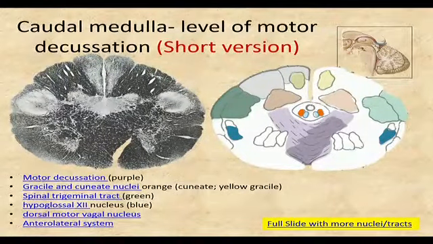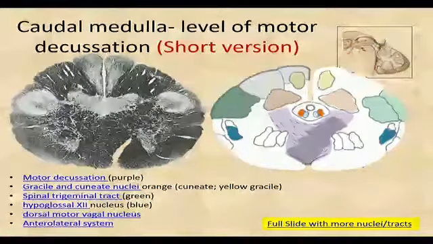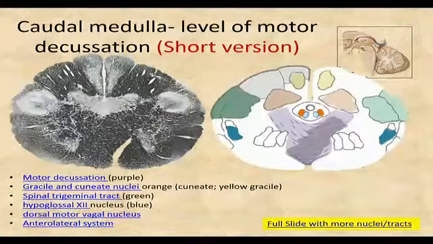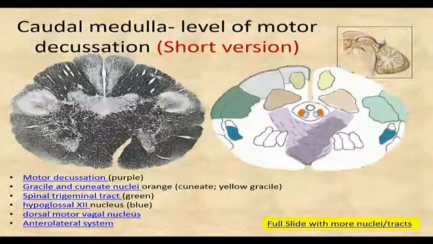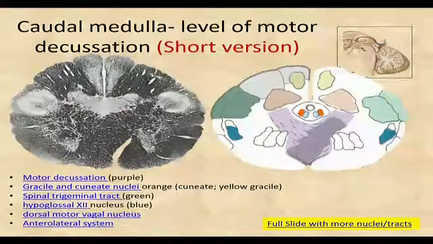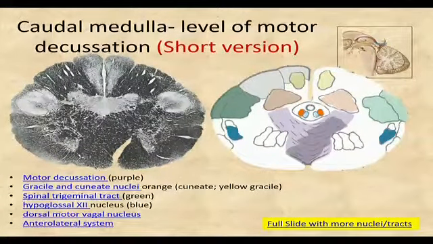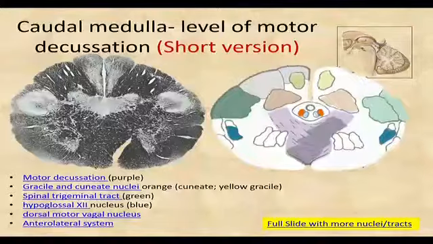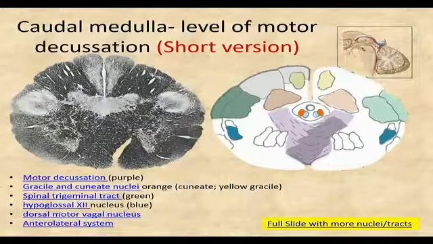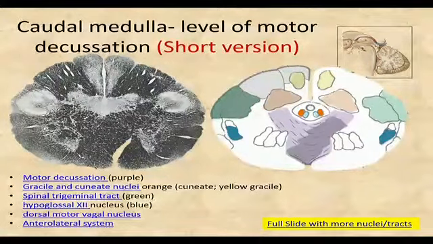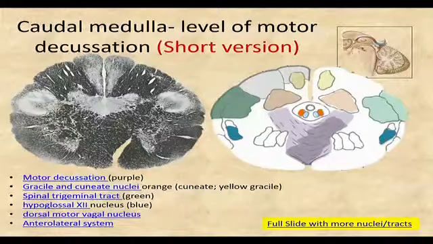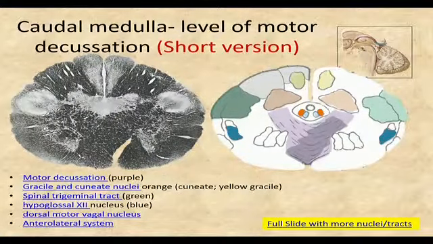All right, the first, most caudal section that is oftentimes taught in the medulla is the motor decussation. So you have these corticospinal tracts coming down through the pyramids in the medulla. Before they leave the medulla, at the most inferior part, they're going to cross to the other side. And that is depicted here in purple.